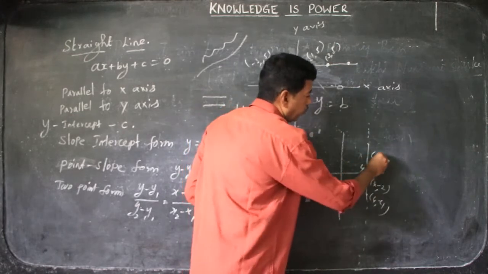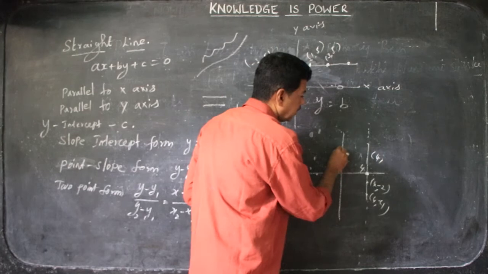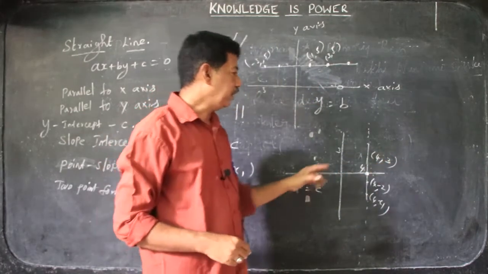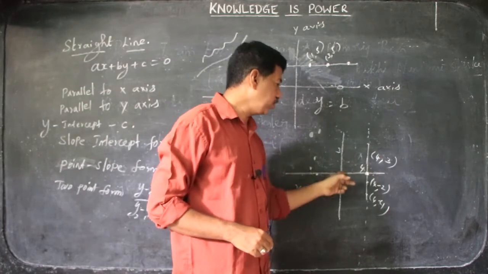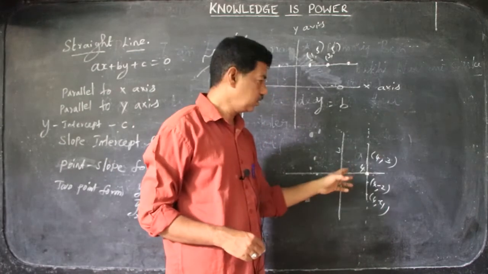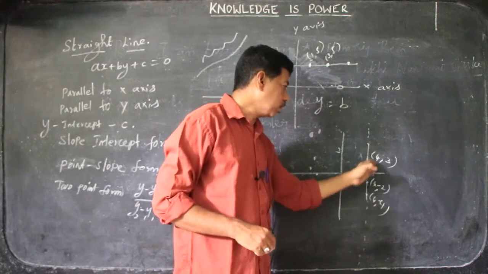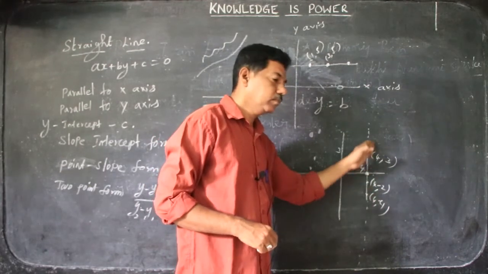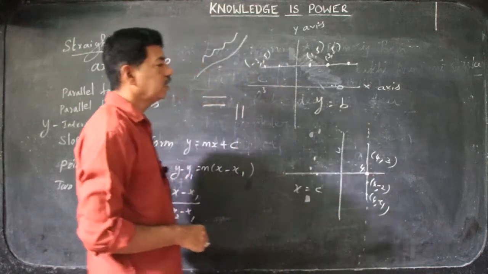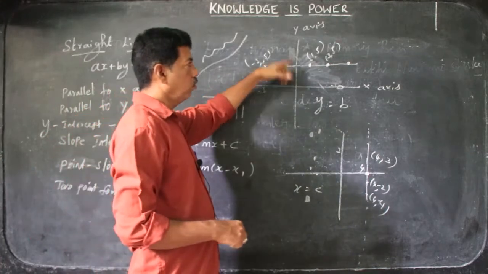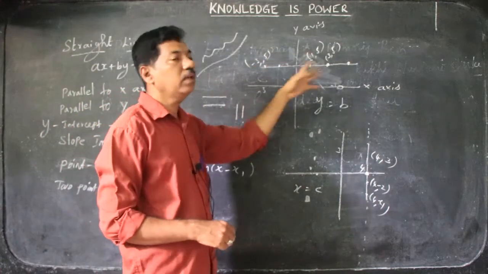So here 4 comma, suppose if here there is 3, 4 comma 3, because it is positive, it is negative in y-axis. So depending upon the value here, x value will be fixed and y value will be changed. There, y value will be fixed, x value will be changed.